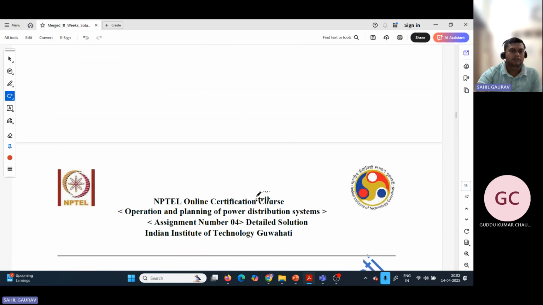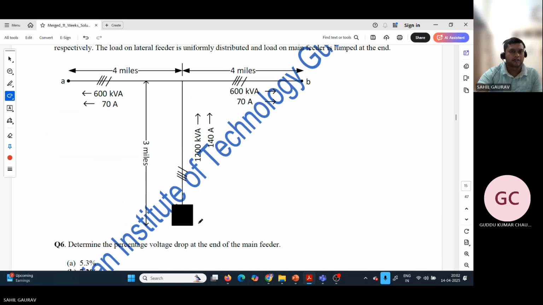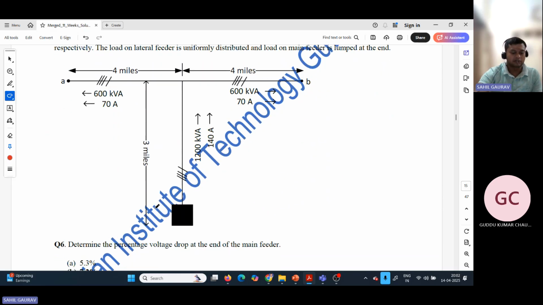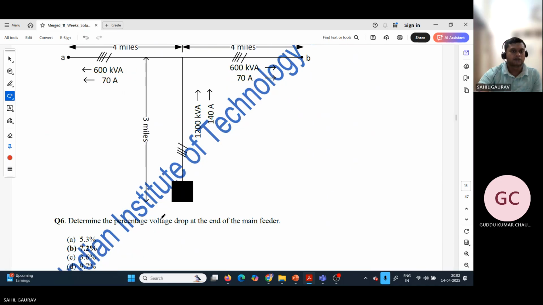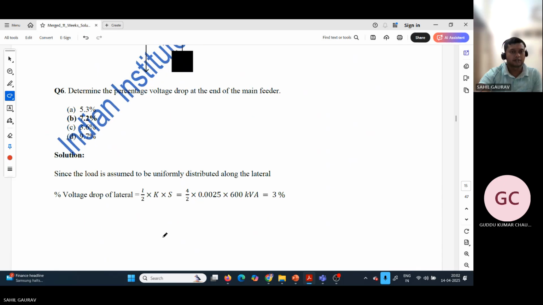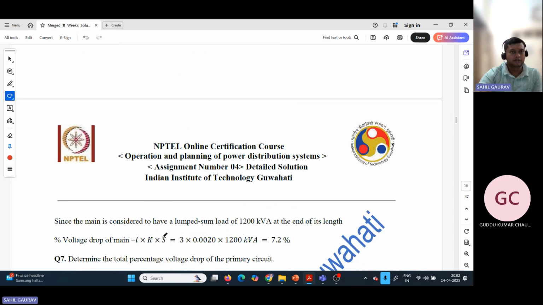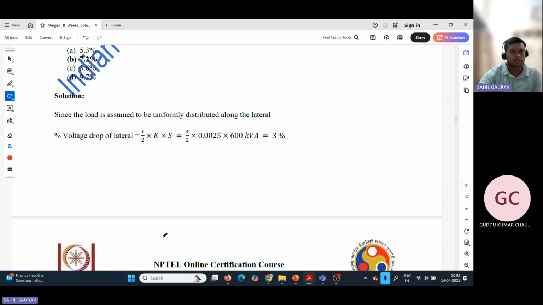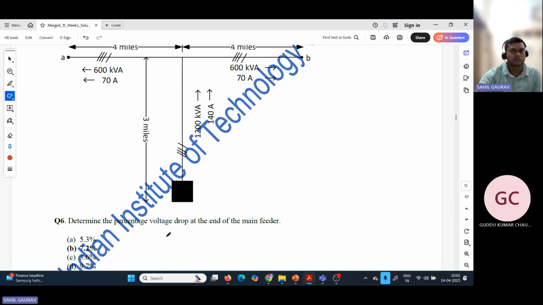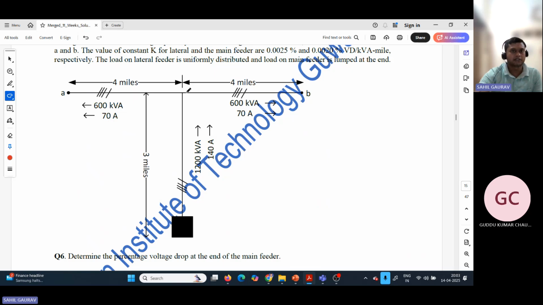Now in the next problem, it is asked about the percentage voltage drop when we have this type of structure, and these are concentrated loads. So in the first part, question number 6, they are asking about the percentage voltage drop at the end of the main feeder. So for this part, first you find the percentage voltage drop for this part.